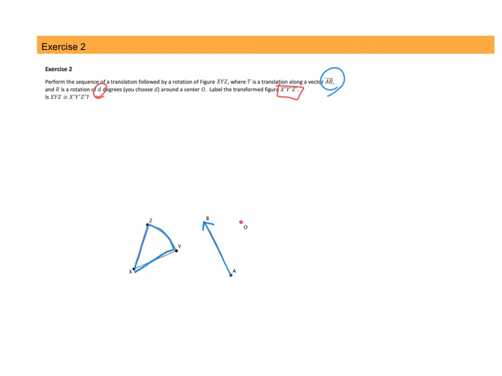Okay, so the first thing we're going to do is slide it up. So I'm sliding this figure up along vector AB. So I'm starting with my Z, so this would be my Z prime. Doing my Y, be my Y prime. Doing my X, be my X prime. Not perfect, but not too bad. So I have my first movement done. I did my translation along vector AB, and then it wants us to rotate around center O.